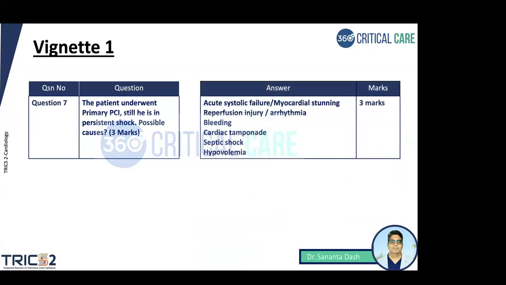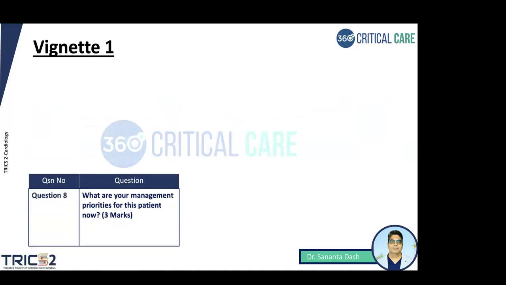Okay, that's correct. All right, so acute systolic failure, as you said, reperfusion injury, arrhythmias, that can be the cause. Bleeding, retroperitoneal bleed with the PCI approach, cardiac tamponade, the patient can have septic shock and hypovolemia, whatever you can tell, but you need to talk about the most common thing that happens most commonly. So acute systolic failure, yes, ongoing. It is very important to remember the possibility of combined shock. So you can have a combination of a few of the types of shock in this case. All right, that's pretty easy.